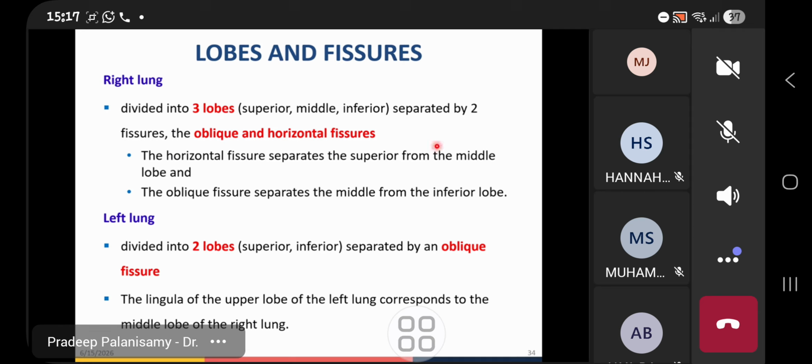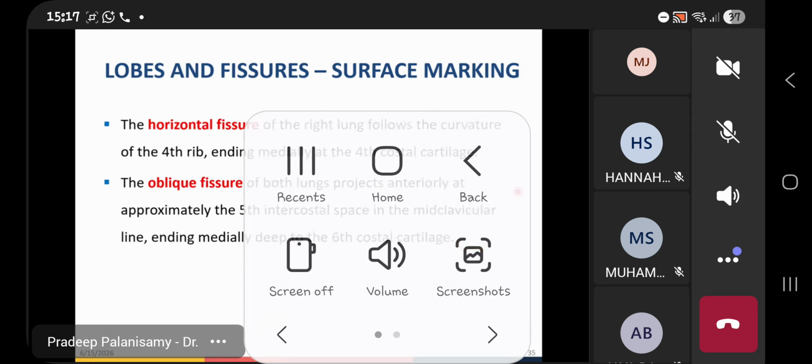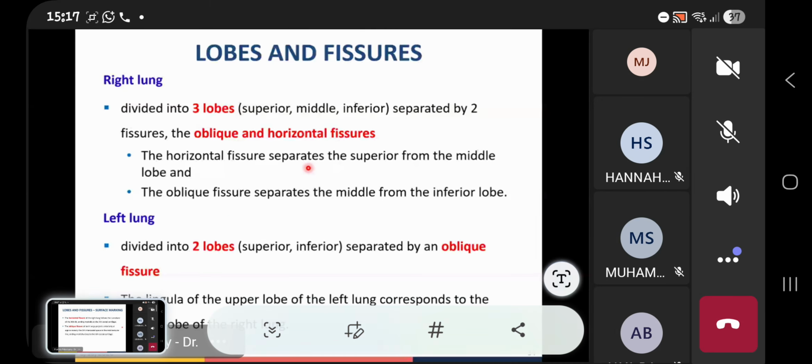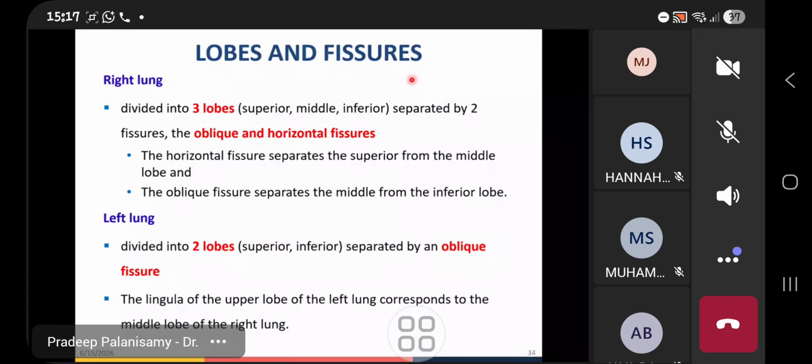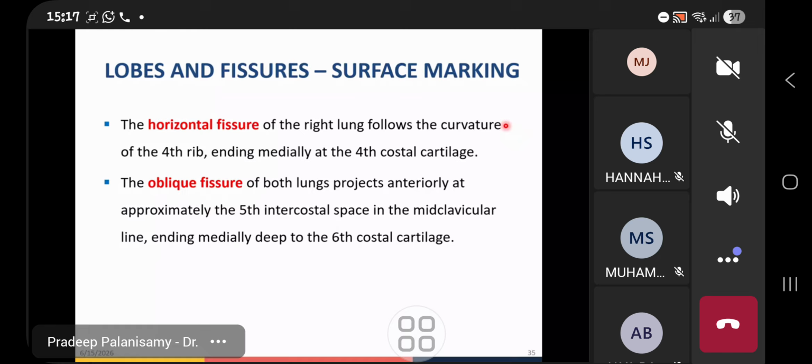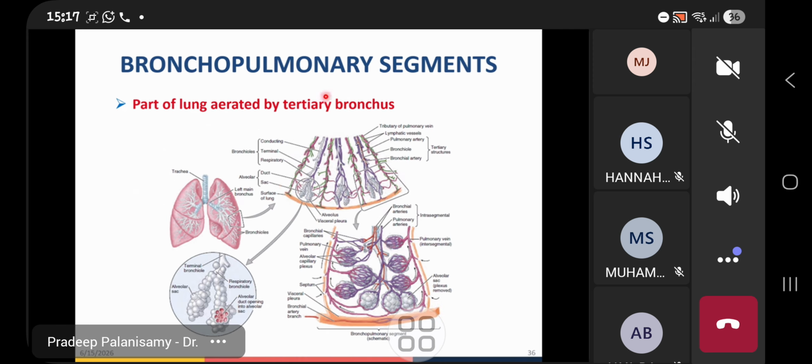So this particular slide, please make sure you read them well, because this is important. So this and these two slides, lobes and fissures, are the two slides which you should be focusing more on when you read about the lungs. Okay, so what is the horizontal fissure? It follows the curve of the fourth rib, while the oblique fissure begins anteriorly in the fifth intercostal space and ends medially deep to the sixth costal cartilage. So you can read about them.